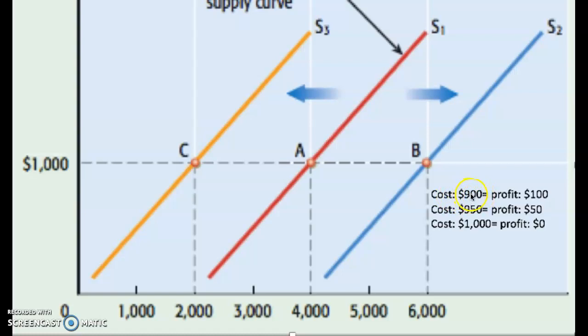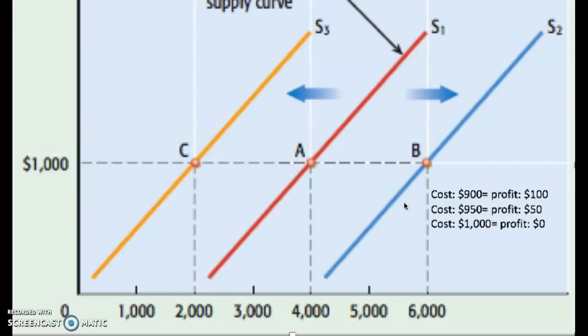Now, if it cost you $900 and you're selling it for $1,000, your profit's $100. That's pretty good, right? Now, let's just say that it cost you $950 to produce the good and you sell it for $1,000. Your profit's $50. Okay, it's still okay. But let's just say it cost you $1,000 to produce the good. Well, now your profit is zero. So nobody's going to produce it. Well, this helps make the point.